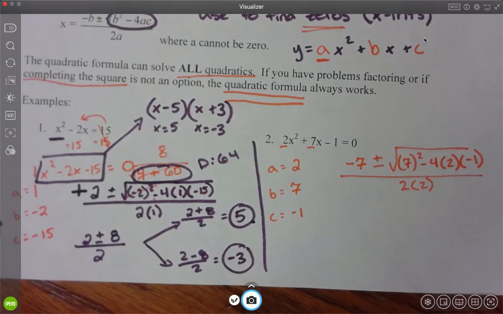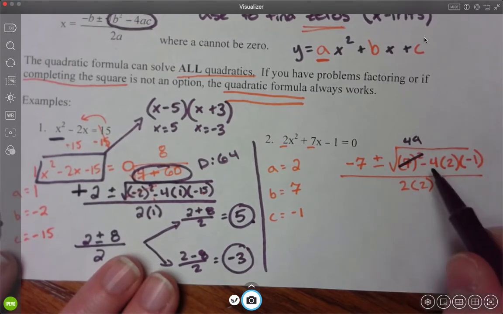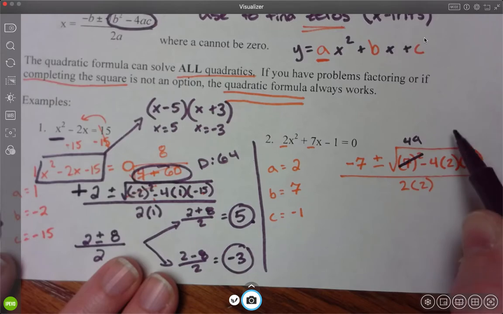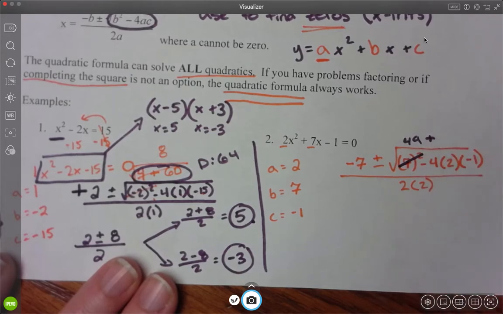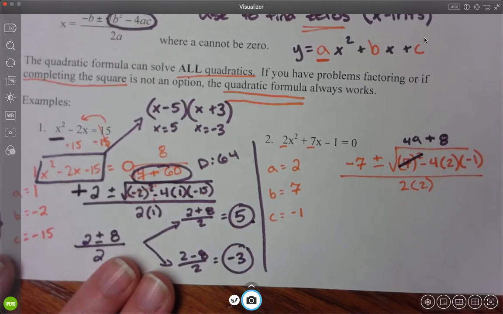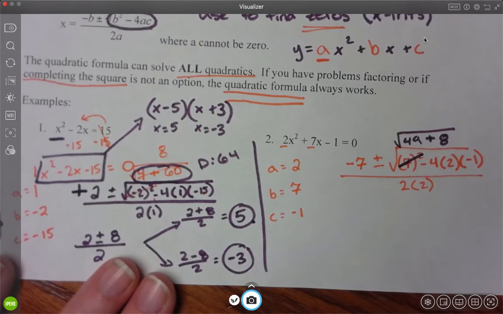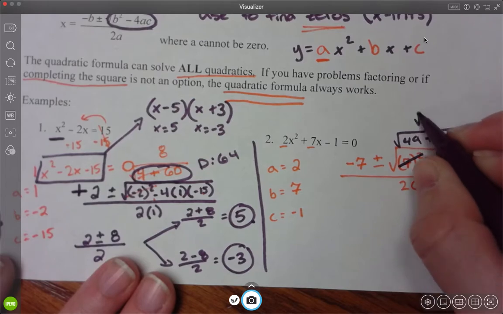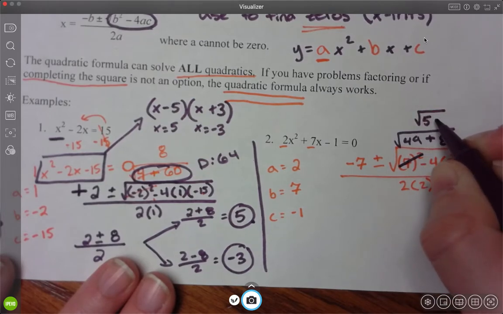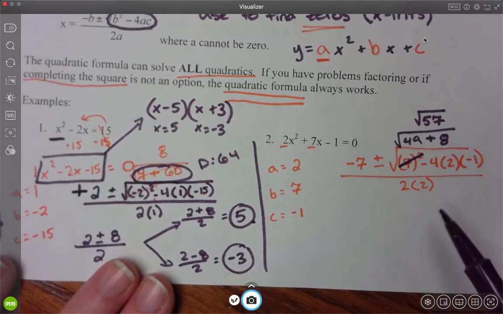All right, let's go ahead and simplify some things. So 7 squared is 49. I have negative 4, positive 2, negative 1. 2 negatives are going to make a positive. Okay, and 4 times 2 is 8, times 1 is still 8. So I've got that going on. 49 plus 8. Okay, and that's still underneath the square root. 49 plus 8 is the square root of 57, I think. Yes, 57, square root of 57. Okay, now the square root of 57 doesn't come out nicely.